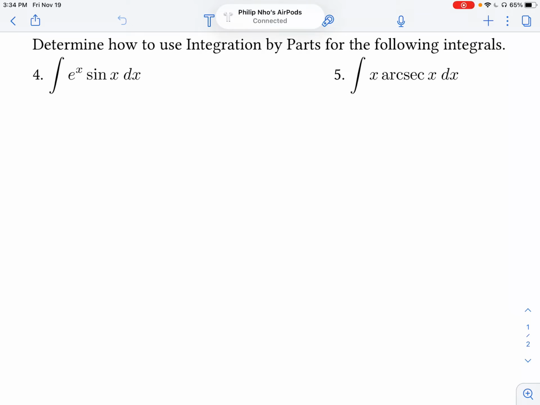Now that we've covered the tabular method for advanced integration by parts, or repeated integration by parts, let's go through a couple of problems where perhaps we could use the tabular method, or it may actually be better for us not to use the tabular method. So let's take a look at something like number 4, for example.